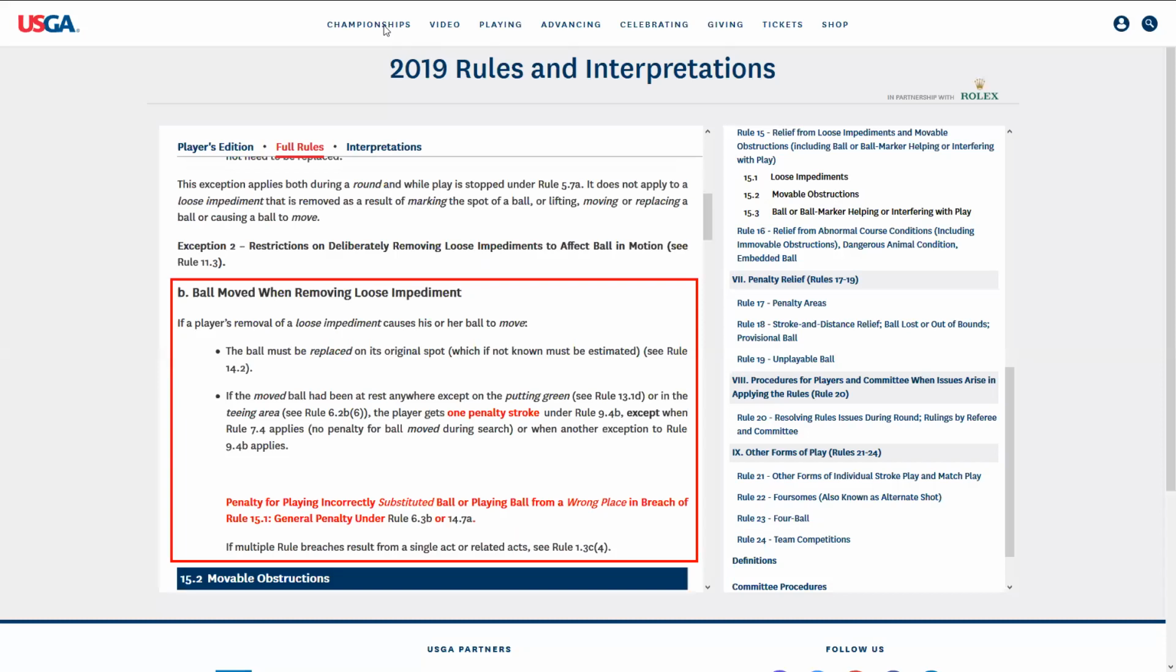Well, basically, if you move a loose impediment that causes your ball to move, you're going to get a 1-stroke penalty. And what do you have to do? You have to put the ball back. What happens if you don't put the ball back? Are you going to get a penalty? Yeah. And what are you going to get? You're going to get a 2-stroke penalty. Why? Because you've now played from a wrong place. It's a wrong place because you were required to replace the ball, and if you don't replace it, you've played from a wrong place.